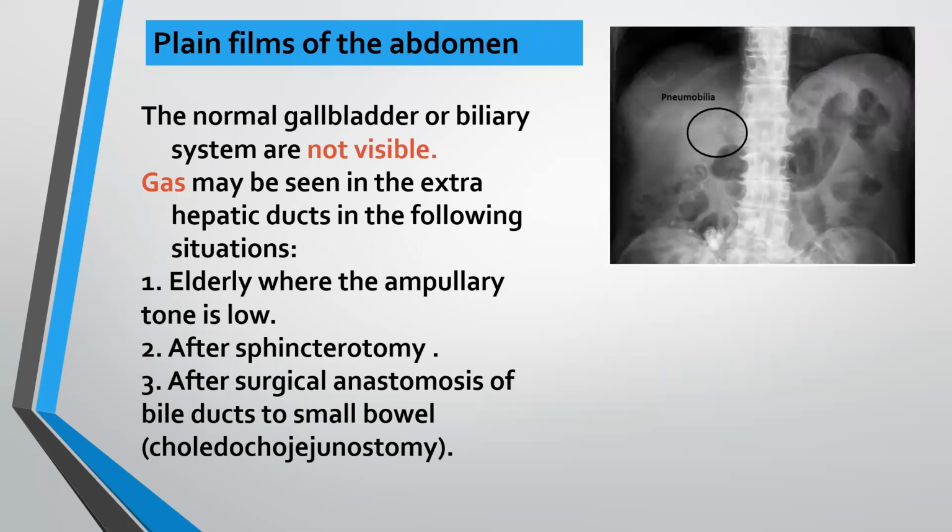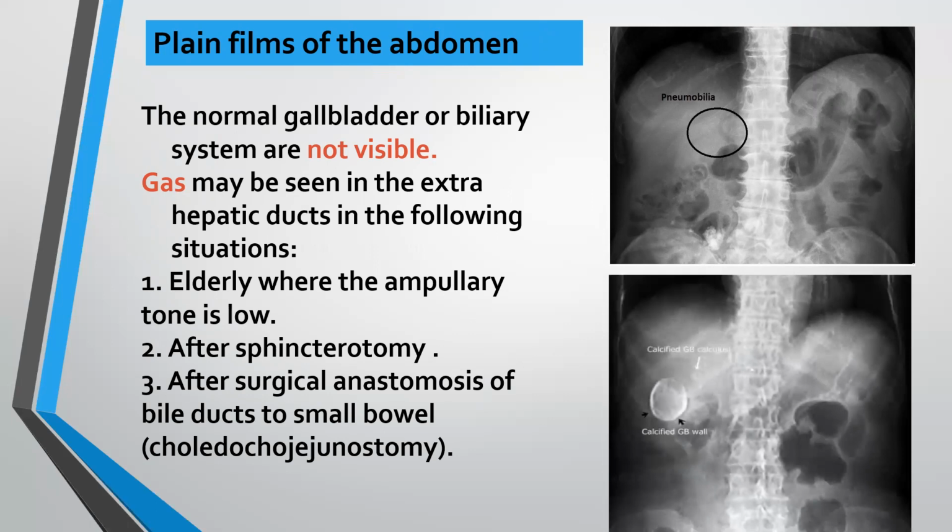Normal gallbladder or biliary system are not visible on X-ray. Only gas and calcification may appear. Gas in the extrahepatic ducts is considered normal in the following situations, not a pathological condition: in the elderly where the ampullary tone is low, after sphincterotomy, or after surgical anastomosis, choledochojejunostomy. Here this is pneumobilia, and here the calcification, as the calcified gallbladder calculus or calcified wall of gallbladder, the porcelain gallbladder.